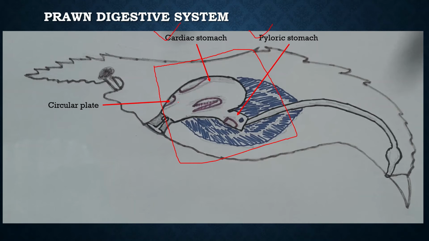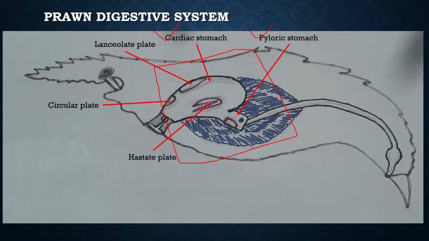That plate is called the circular plate, and behind it, on the roof of the cardiac stomach, there is a lanceolate plate. This is the second plate, the circular plate. Then there is a lanceolate plate, and towards the mid-ventral floor of the cardiac stomach there is another plate that is called the hasted plate.